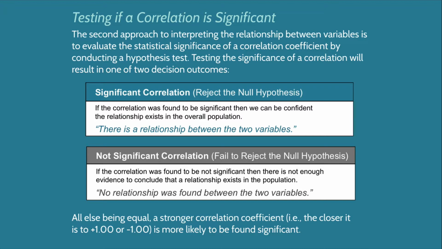All else being equal, a stronger correlation coefficient, one that's closer to plus 1 or minus 1, is more likely to be found significant.